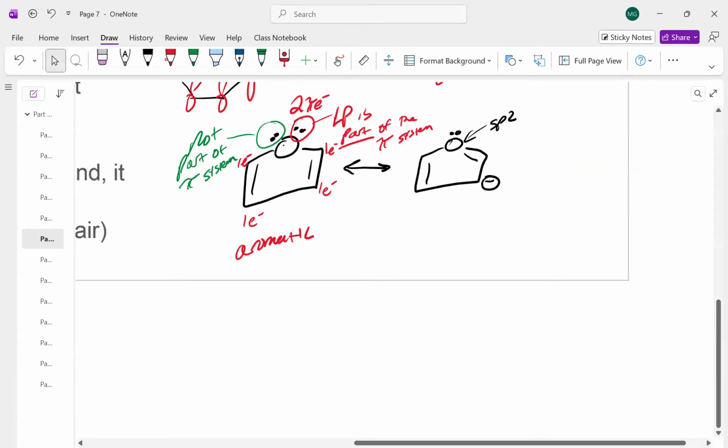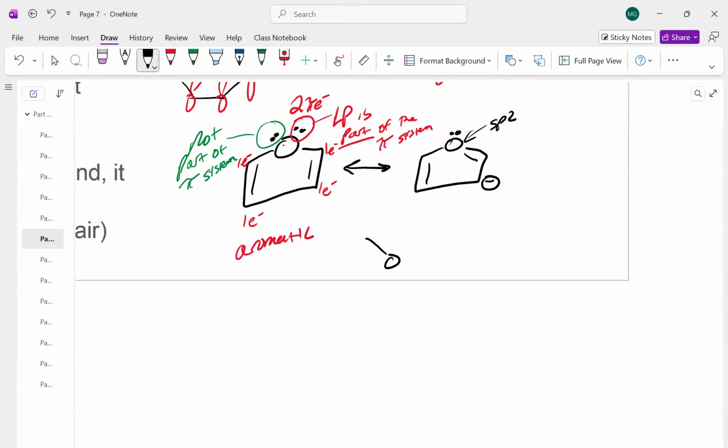And if I were to draw a side view of it again, like I did earlier for the other ones, so here's the p orbitals of the carbons. There's the p orbital of the oxygen, and there's an sp2 orbital there. So one lone pair is going to be overlapping. The other lone pair is going to be in an sp2 orbital, perpendicular to the system. That's why it cannot contribute to the pi system, because it's not parallel to it.